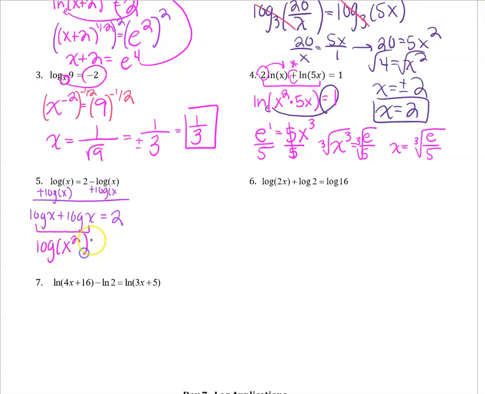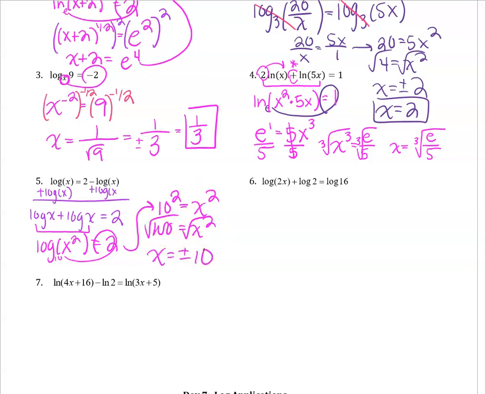So log of x squared equals 2, and the base of a common log is 10. So this is 10 squared equals x squared, or 100 equals x squared, and we take the square root. So technically 2 solutions, plus or minus 10, but argument's x, we can't have a negative, so therefore x must equal simply positive 10.